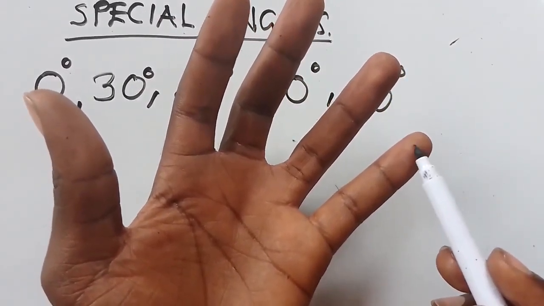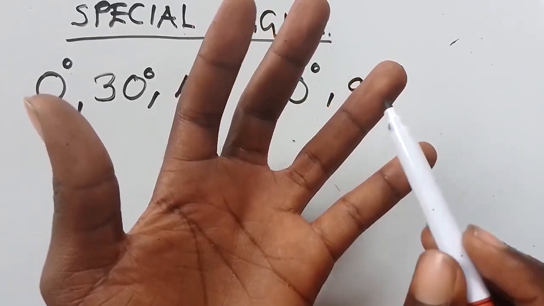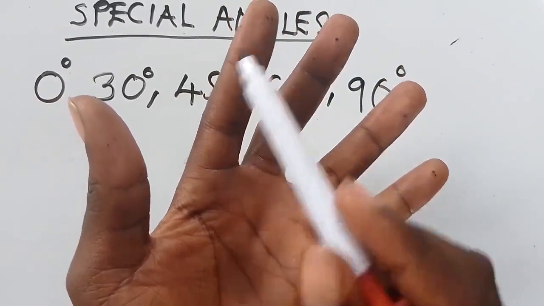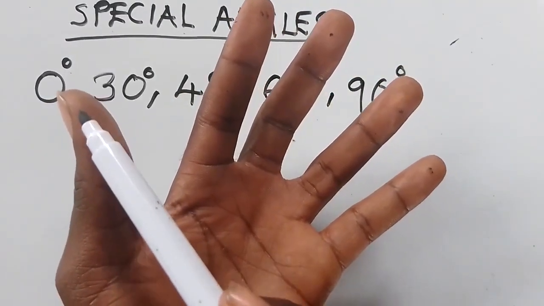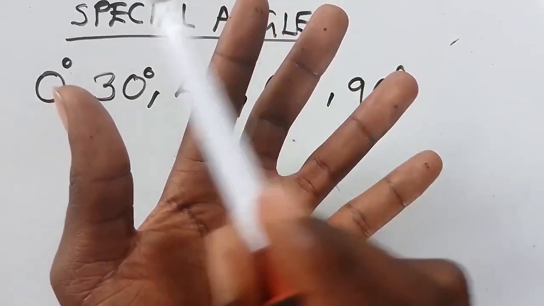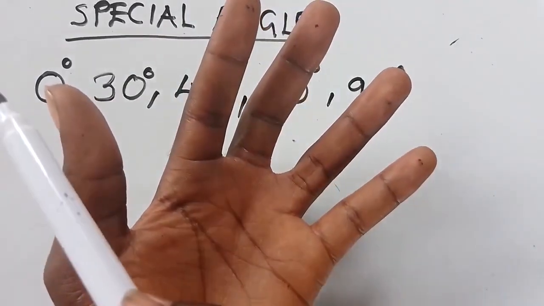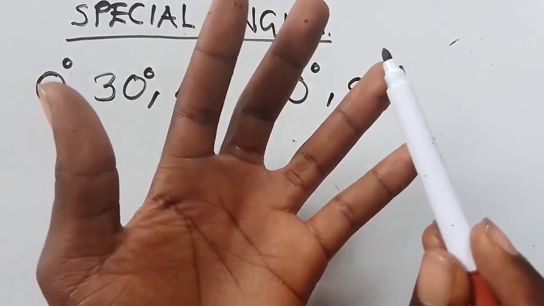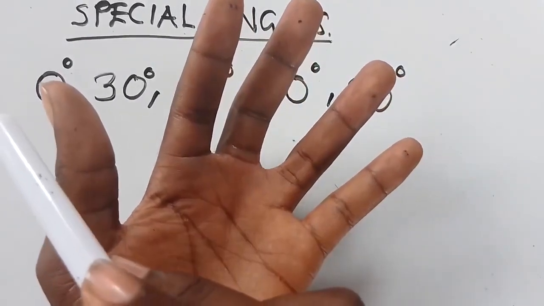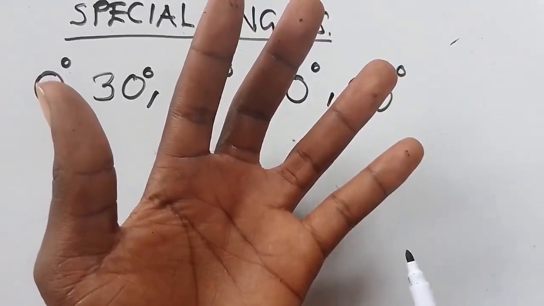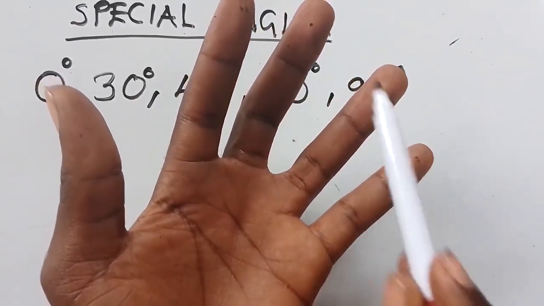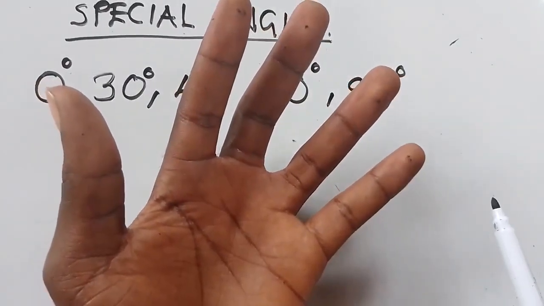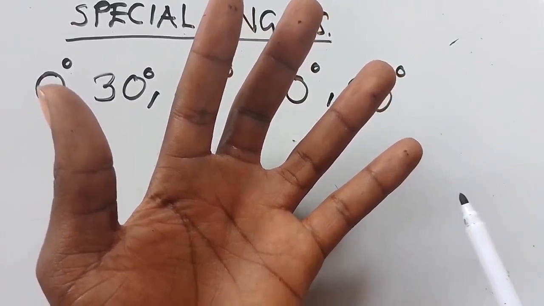Don't forget, let us do this together. This is 0 degrees. This is 30 degrees. This is 45 degrees. This is 60 degrees. And this is 90 degrees. When I'm going this side, have you seen? This is cos. Any angle I'll be given, going this side, it's cos. Going this other side on my right hand, it's sine.